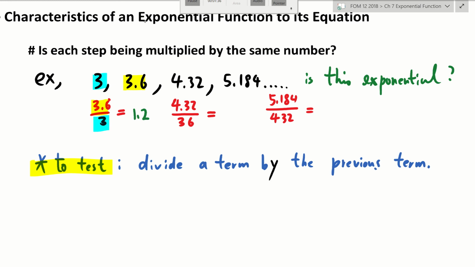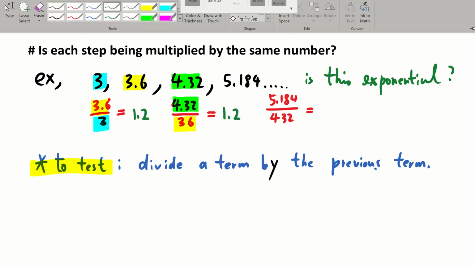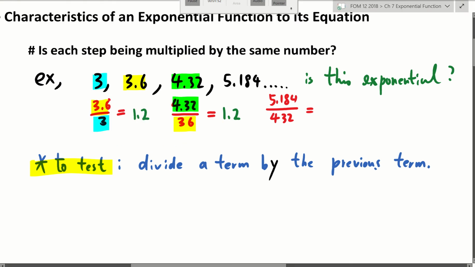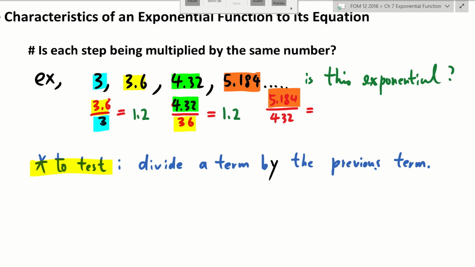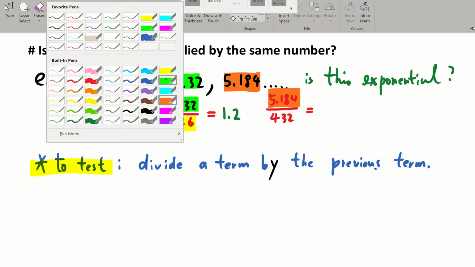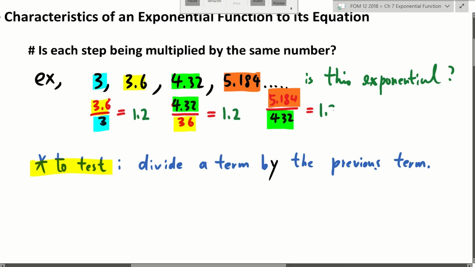For the next one, you take 4.32 and divide by 3.6, the previous term. Take a calculator, try it. You get 1.2 again. Oh, okay. A little weird, but cool. So let's take the next term, 5.184, and divide by the previous term, which is 4.32. Let's check it one more time and see what you get. Oh, you get 1.2 again.